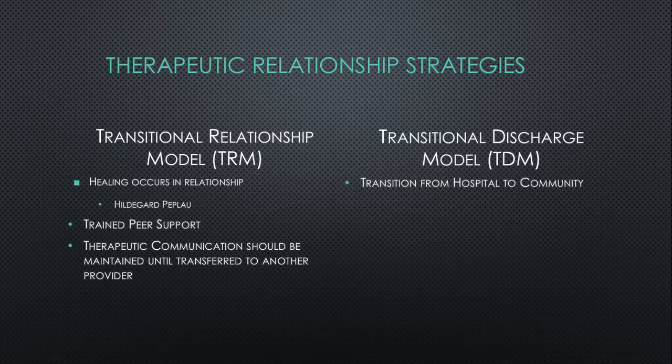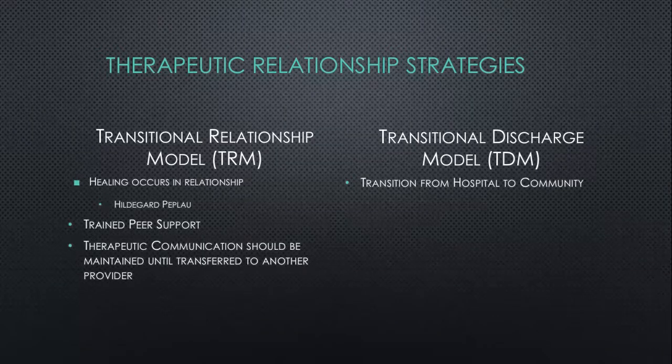So, the transitional relationship model is the way that we maintain therapeutic communication with the patient until they've been transferred to another provider. Once that patient has been transferred successfully to the next provider in the next stage of care, it's really important that we withdraw our interactions with that patient to only professional based and need based. It's inappropriate to give patients phone numbers or to keep in touch with them after they've been in your care.